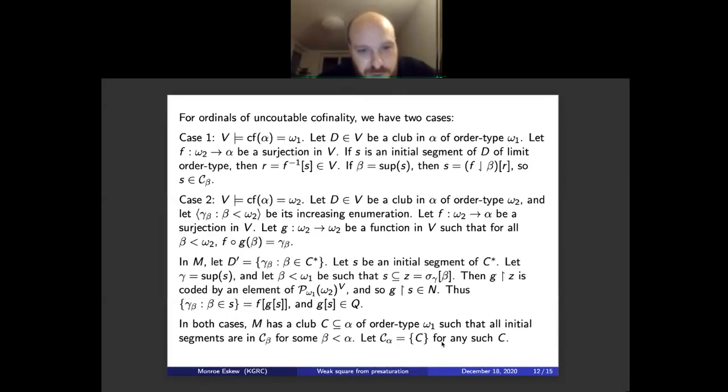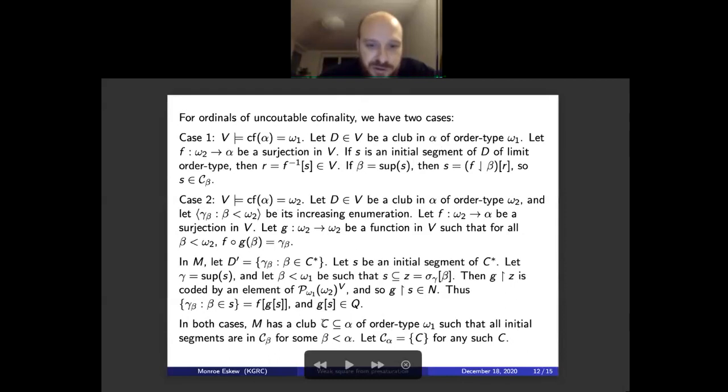Now, okay, so I told you how to choose these things. In two cases, you had to ask V what cofinality this thing had. But M can't do this. So M doesn't have the full power set of omega 2 from V. But what we were able to do is just say, in M, we know there exists a club for each alpha of uncountable cofinality below omega 3 of V. There exists a club of order type omega 1, such that all initial segments are in script C beta for some beta less than alpha. So we showed the witnesses by knowing more about where the M came from. But M doesn't have to have access to the reasons.